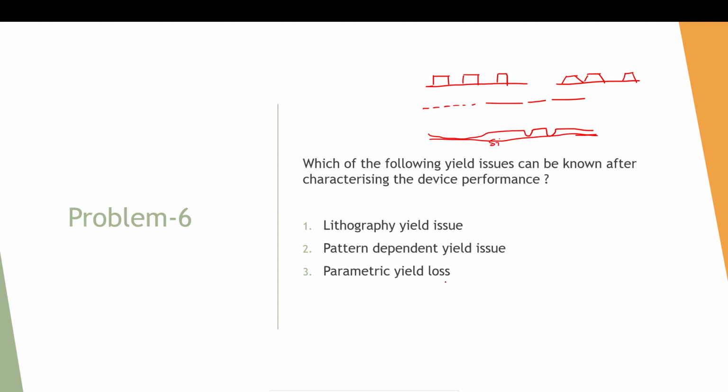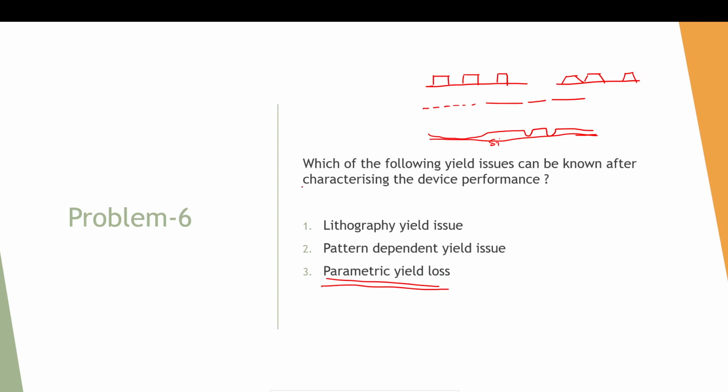And the third one is parametric yield loss. Parametric yield loss means, say I fabricated the device and now maybe there are some lithography errors, maybe there are etching errors, maybe there are pattern dependent errors. Regardless of all the errors, some of the devices might work, some might not. Some devices have very few defects, so they might work. So, even though lithography yield wise that device didn't yield, when we check the device performance, it has yielded. Such loss they call parametric yield loss.